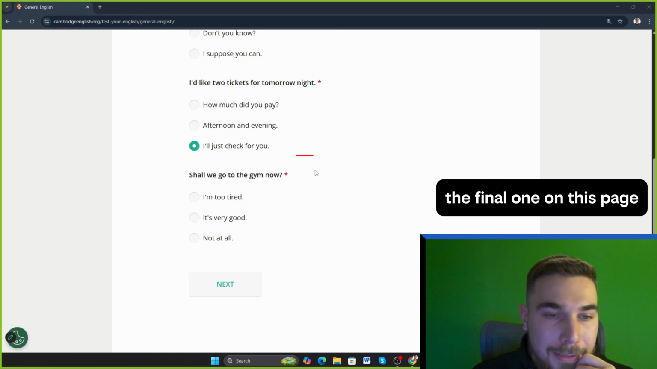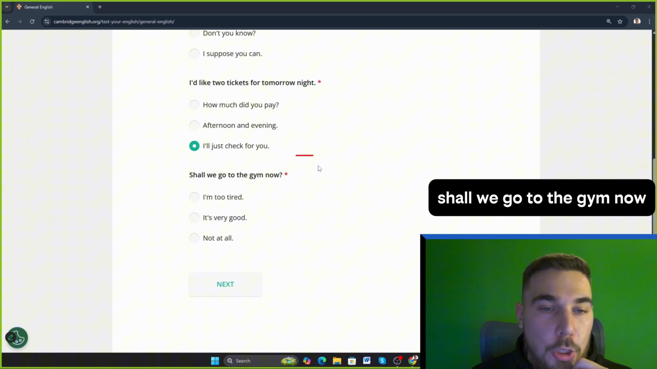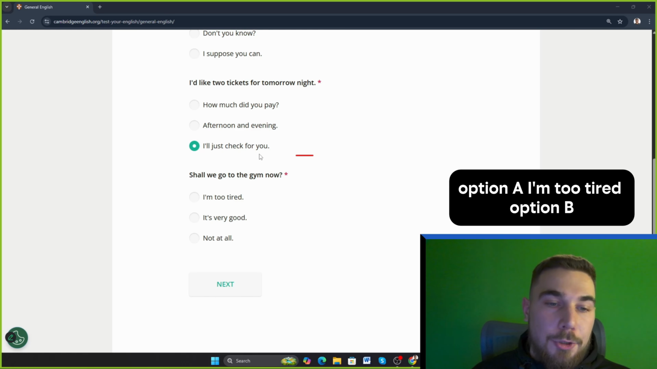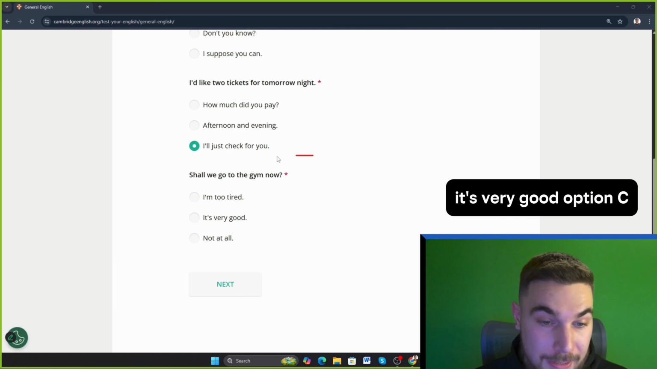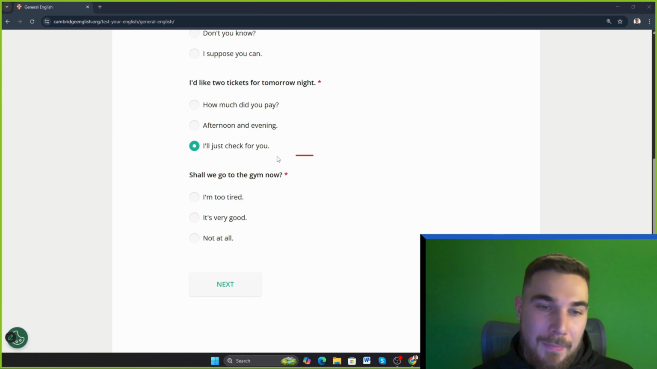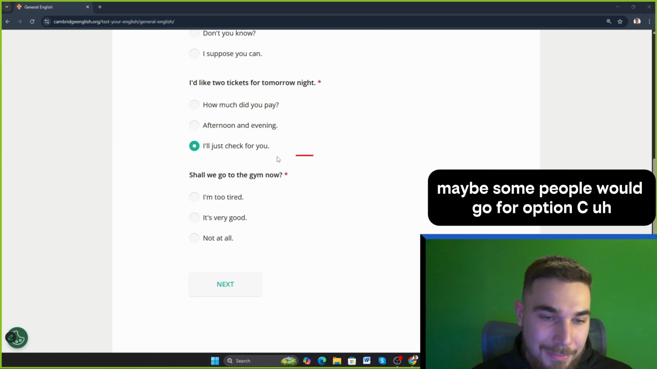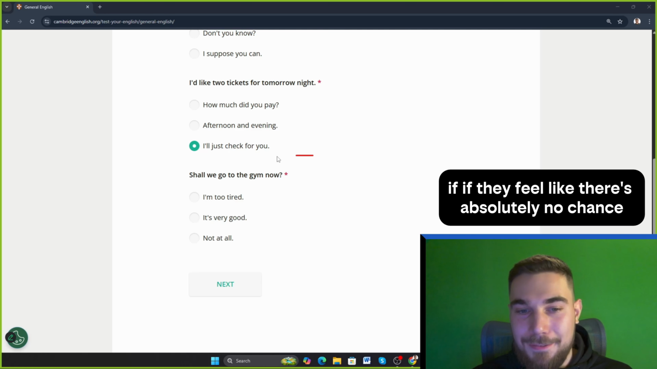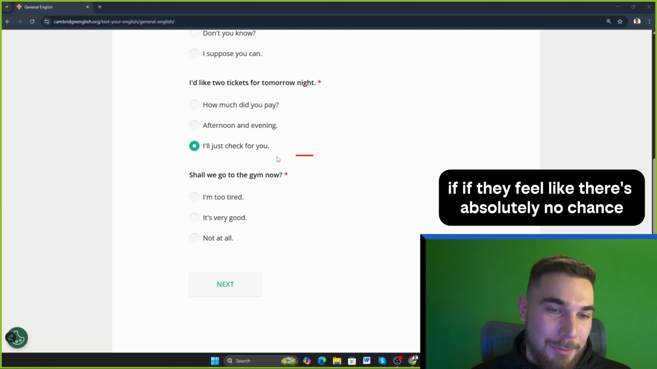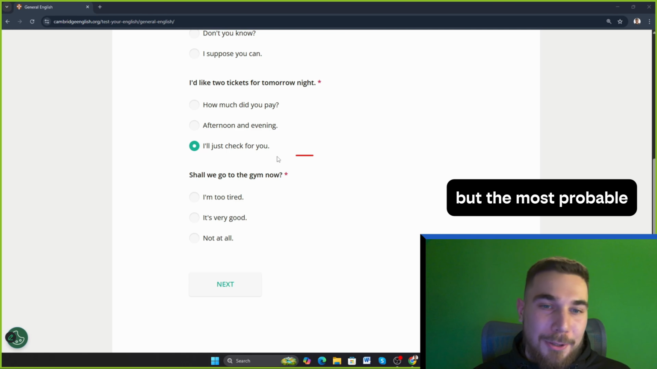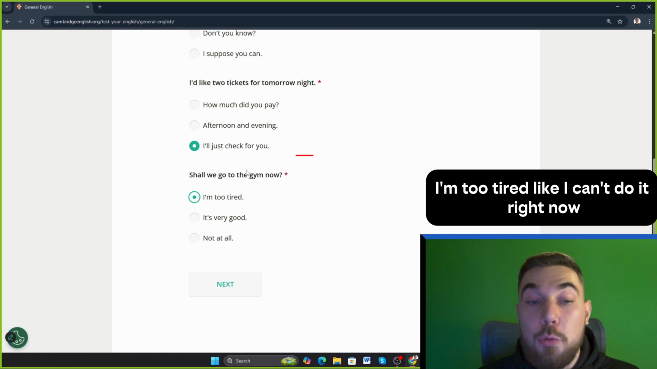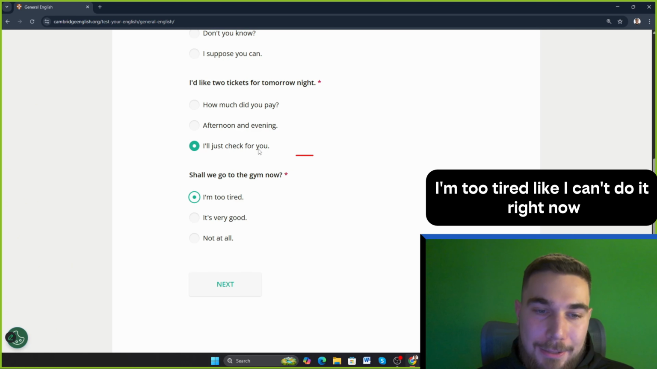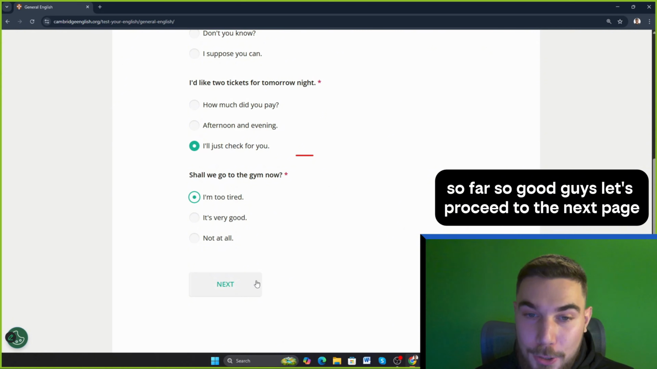The final one on this page, shall we go to the gym now? Option A, I'm too tired. Option B, it's very good. Option C, not at all. I mean, again, maybe some people would go for option C if they feel like there's absolutely no chance. But the most probable, the most logical response would be option A, I'm too tired. Like, I can't do it right now. So far, so good, guys.